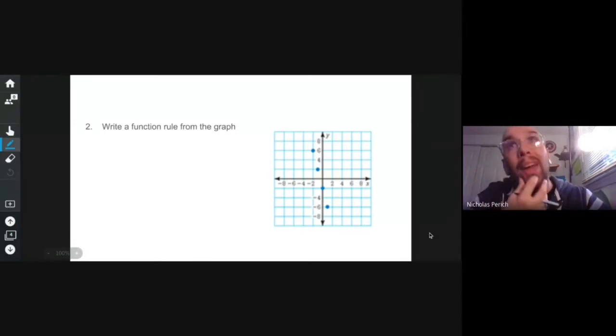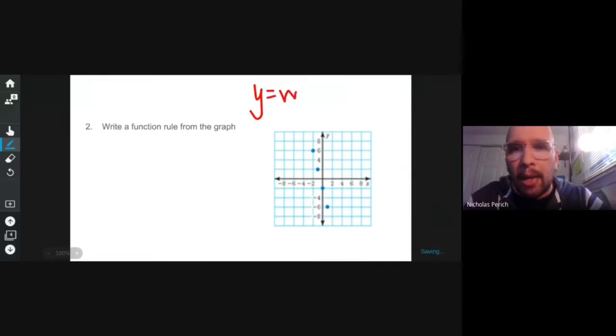Let's do it again and do it faster. Write a function rule from the graph. All right, y equals mx plus b. I need my slope and I need my y-intercept. So I like that point. I don't like that because it's in the middle and it scares me. I like that point.